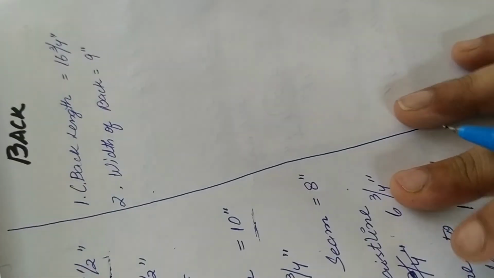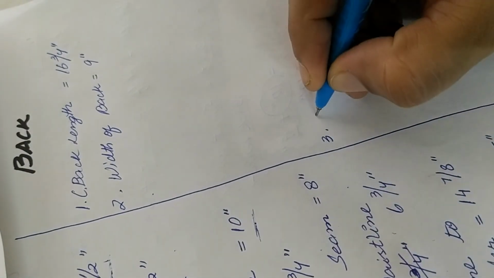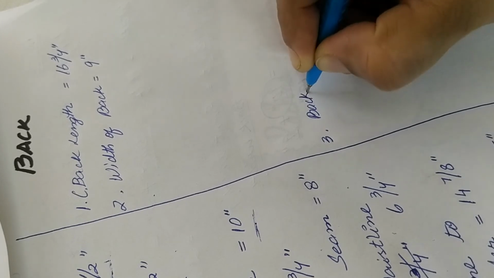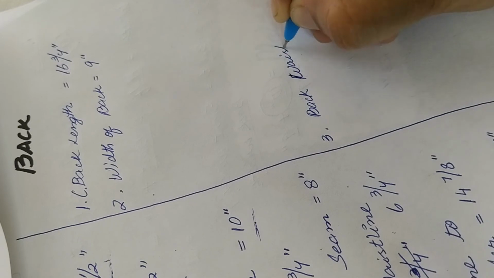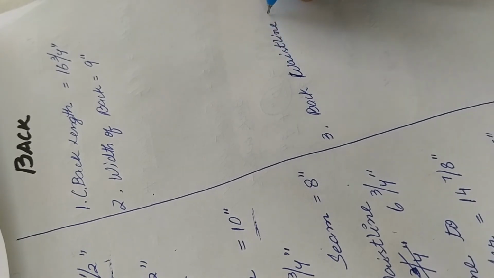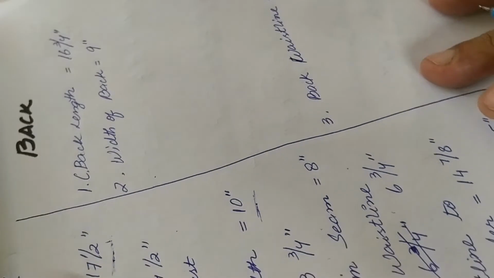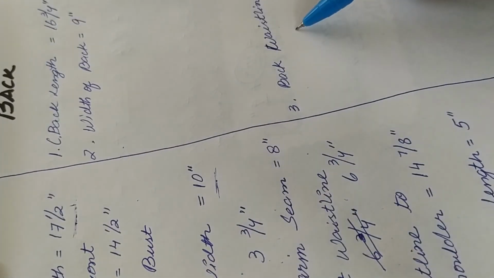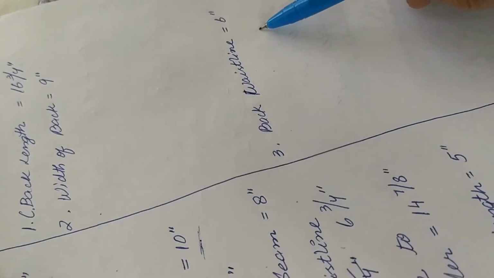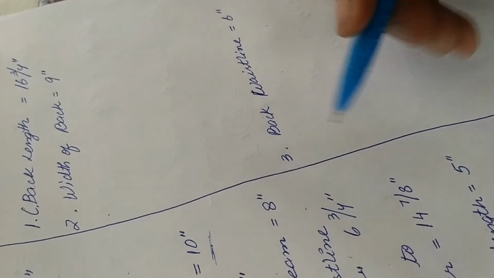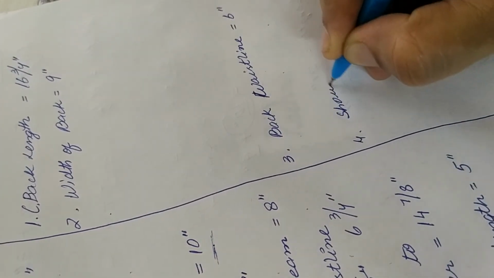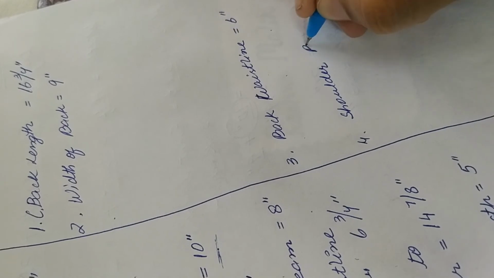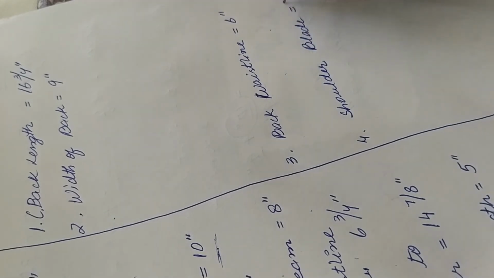After this, the next measurement that we need is back waistline. I'm writing it in front of my front measurements so that one can relate it. This is 6 inches. So what I've done is front waistline, and next to that on the opposite side I've written back waistline, which is 6 inches. Then after this I have the shoulder blade measurement, and this is 7 inches.